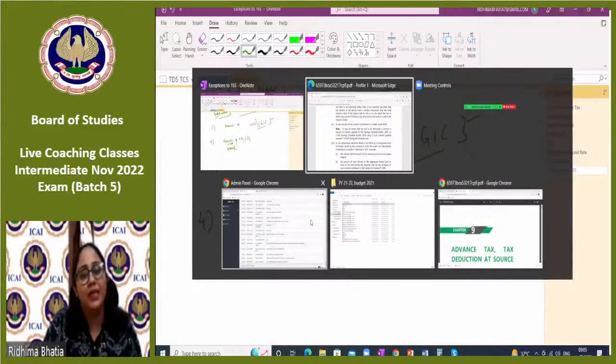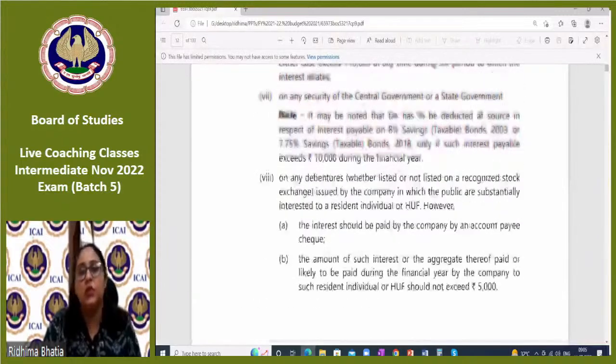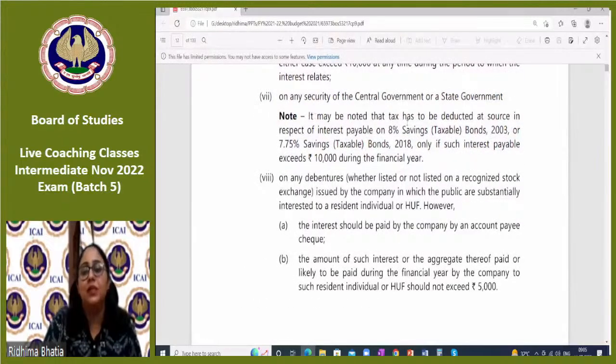But there is one exception to this exception, that it may be noted that the tax has to be deducted at source in respect of interest payable on 8% saving taxable bonds or 7.75% saving taxable bonds, only if such interest exceeds 10,000 during the financial year.